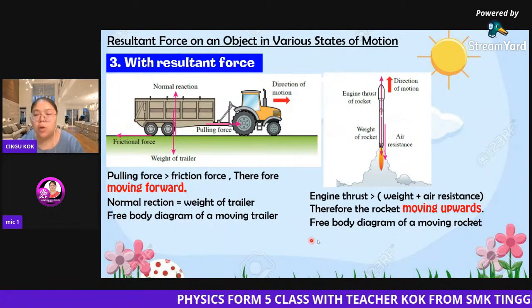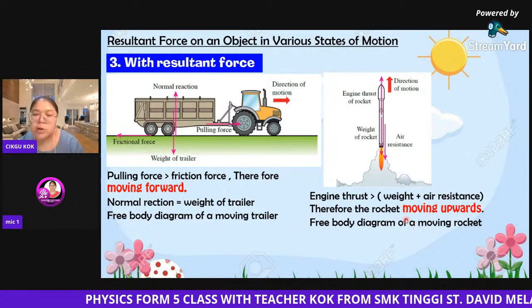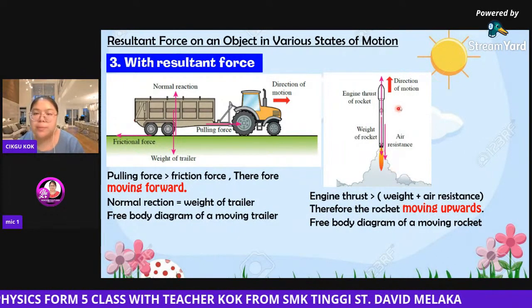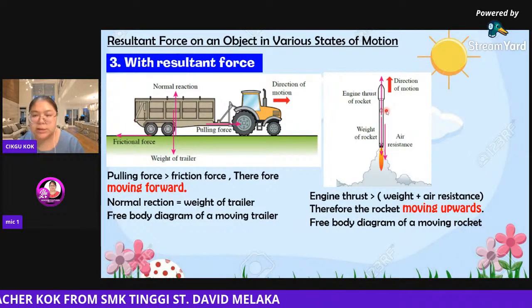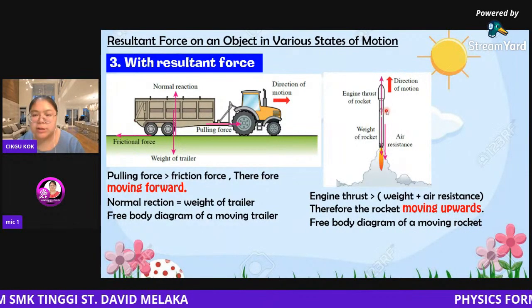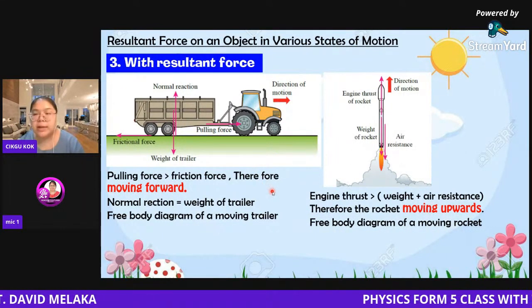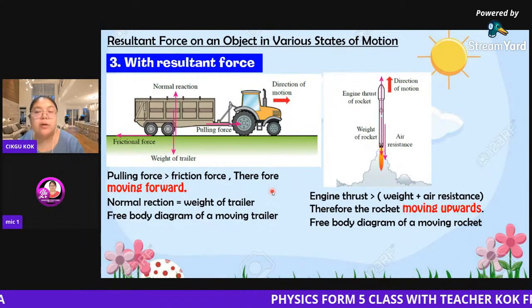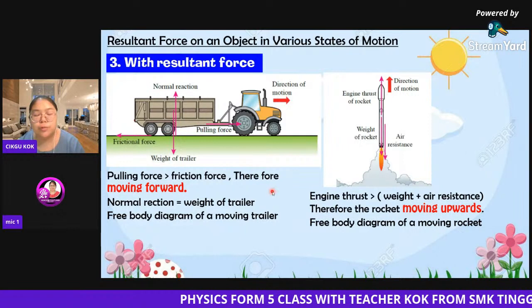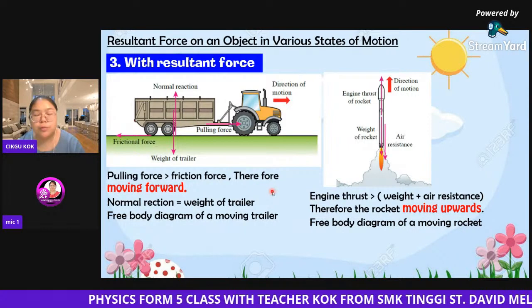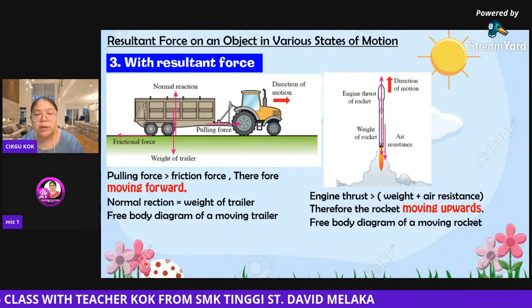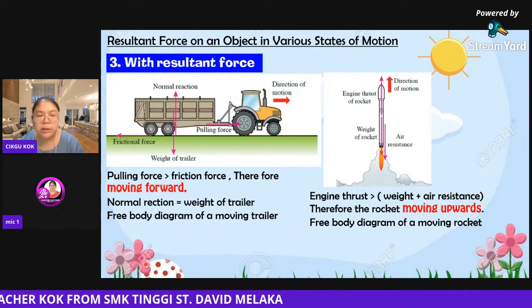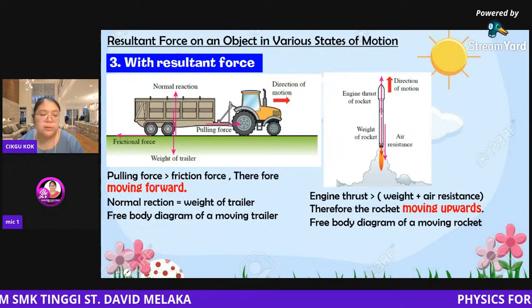So that means all the forces, when you draw, you must draw on the free body. The free body is the object that is stationary or going to move. So from here, this one we call with resultant force. That means you need to do the calculation. Finally, the resultant force is how many? So that means we have two situations only. One is no resultant force, another one is with resultant force.